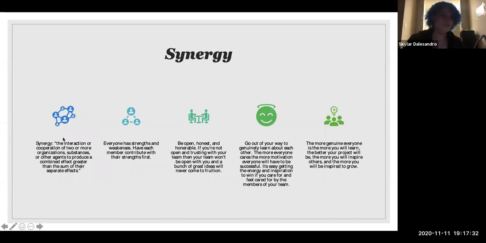So synergy: the interaction or cooperation of two or more organizations, substances, or other agents to produce a combined effect greater than the sum of their separate effects. Everyone has strengths and weaknesses. Have each member contribute with their strengths first. And with synergy, this should happen automatically.